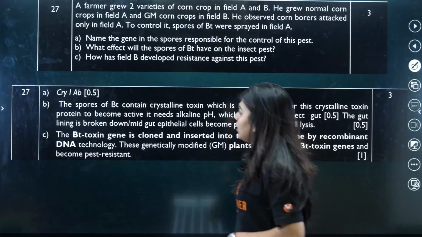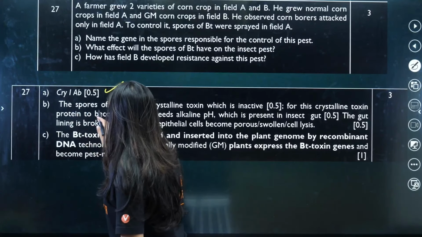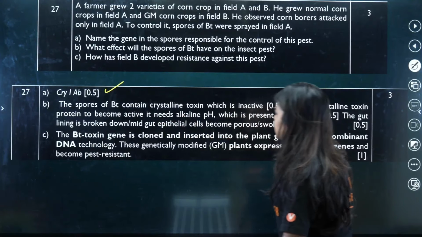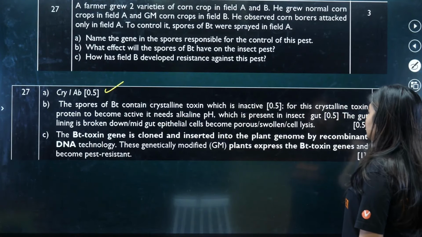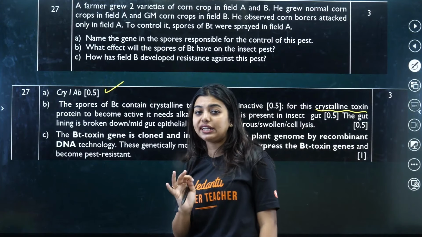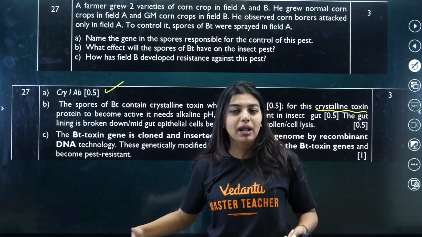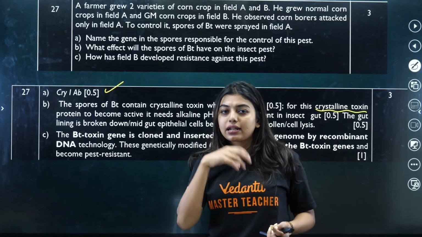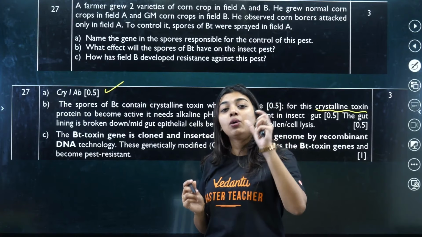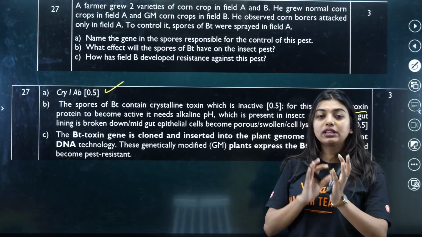Okay. Now, here we have crystal protein, half marks, 1AB. The spores of the BT contain crystalline toxins, which are inactive. They need an alkaline pH to get activated. That's the reason if you just spray it on the plant, it will not get activated. Until a specific insect we are targeting consumes it, it will not affect. That is why GM crops are very safe, or your pesticides, which are biofertilizers, all that are very safe.